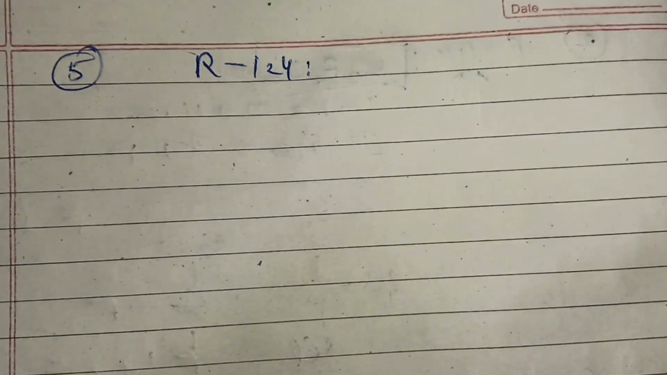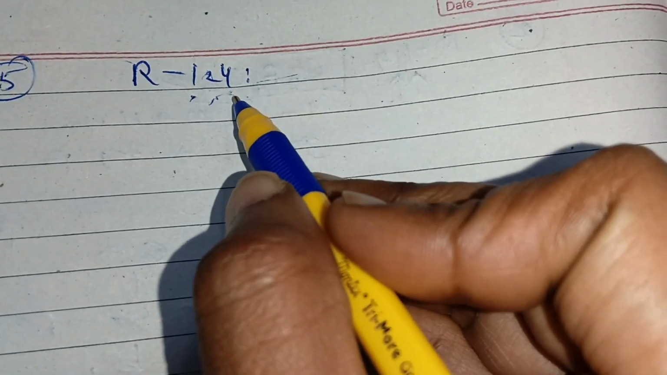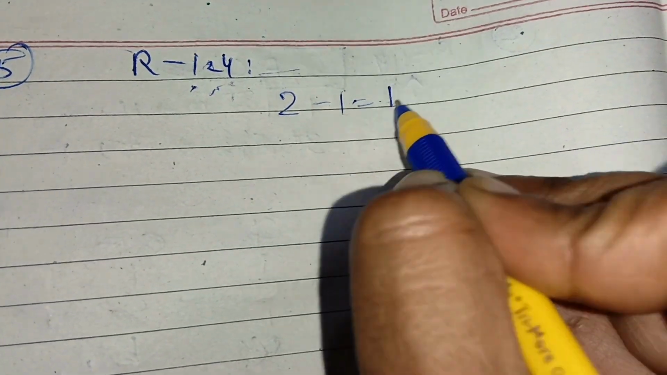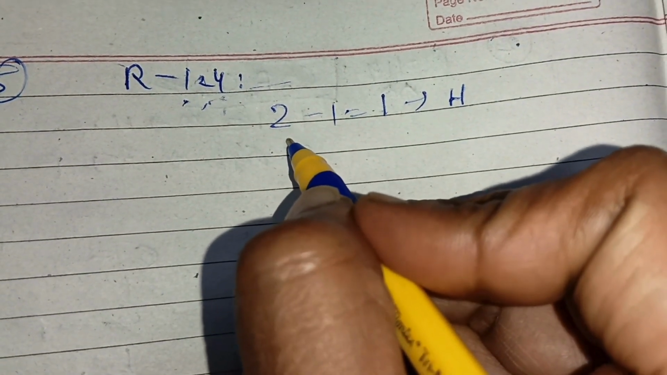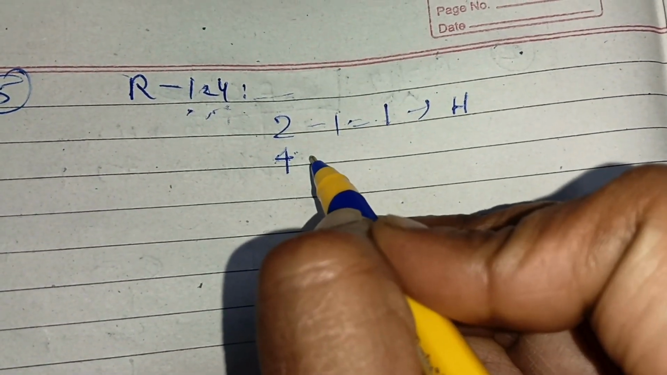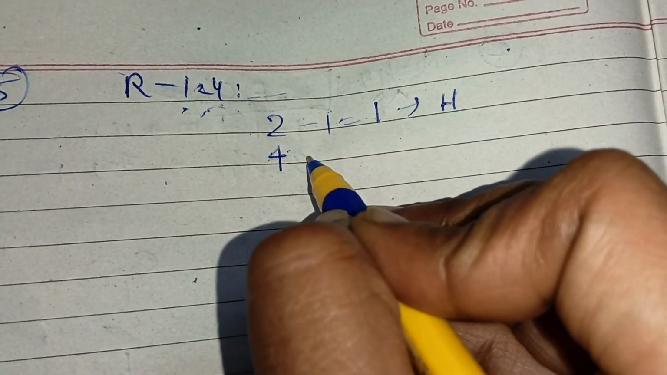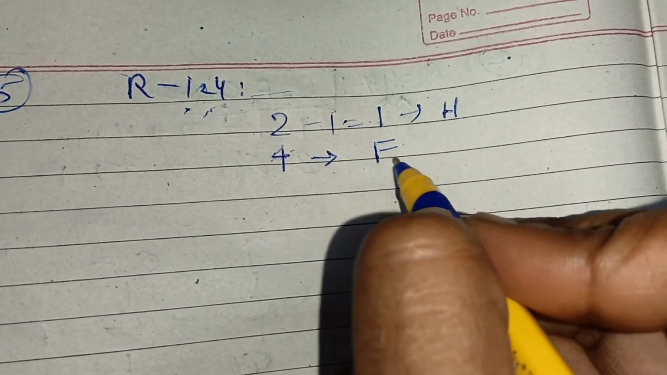So here, what do you see in the first digit? It is 1. We are not bothered about the first digit. Second digit is 2. So 2 minus 1 is 1. 1 is the number of hydrogen atoms, 1 belongs to H. What do you see in the third digit? The third digit is 4. So you don't need to add or subtract here. Third digit as it is you have to give to fluorine, so 4 belongs to F.